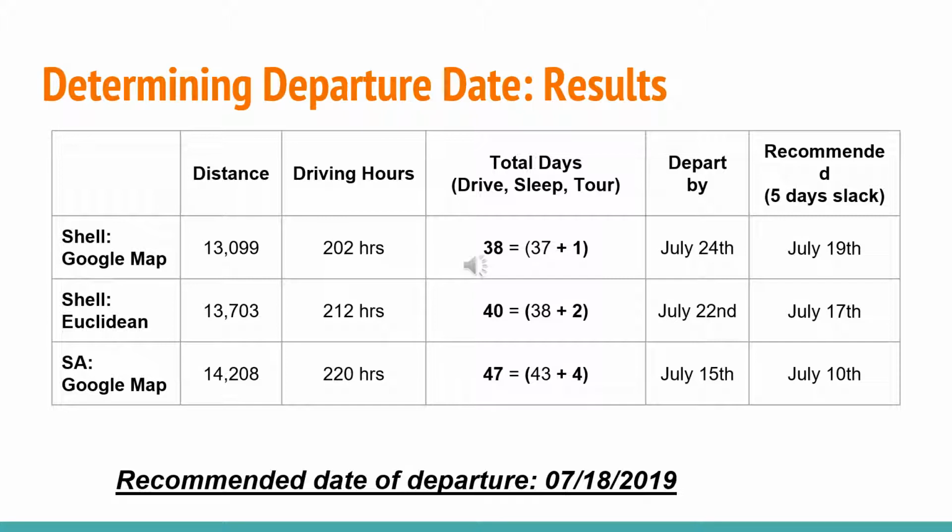Our logic here, going through from left to right: the driving hours was derived from Google Maps data, and the total days was determined to factor in the 8 hours of touring time for each city that we visited, and also for sleeping time of approximately 8 hours for every 16 to 18 hours of waking time. And then the departure date was calculated based on that, and the +1, +2, and +4 in the total days refer to the days where we had to break up the drives because they were too long, over 10 hours.